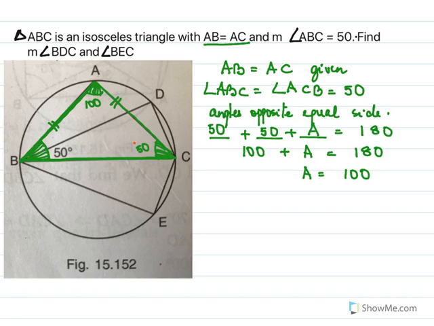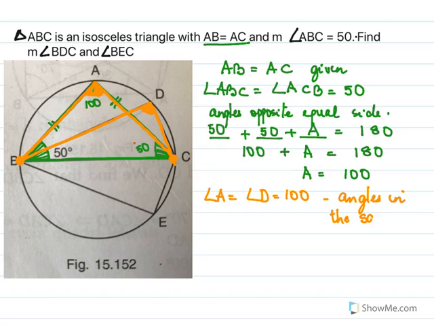Now we'll use the property of angles in the same arc. Look at A and which other angles are in the same arc. Let's trace angle A. This is angle A. We start from B and C. Angle A will be equal to angle D. Angles in the same arc. So angle A equal to angle D, which is now 100, that is angles in the same arc, or in the same segment.